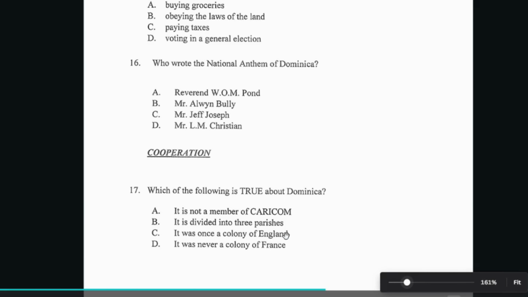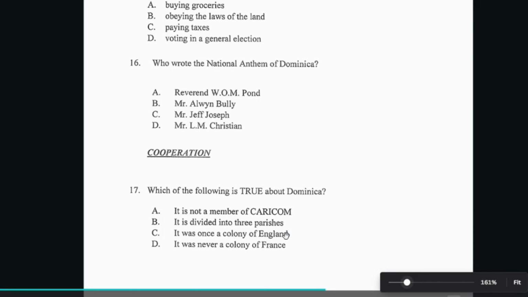So the first thing for this type of question, you identify which ones are false. It is not a member of CARICOM, but that is false. Dominica is a member of CARICOM. B, it is divided into 3 parishes. We know that is false. Dominica is divided into 10 parishes. And then we have, it was once a colony of England. We know that is true. And then we have D, it was never a colony of France.